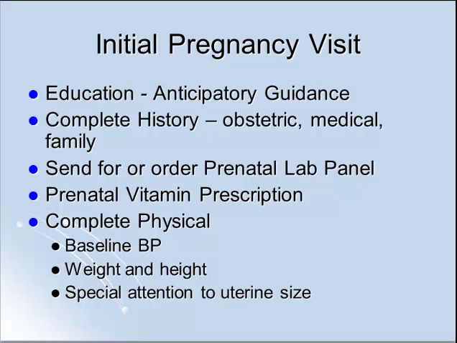We also want to do a complete history, like I had mentioned in the previous slide: obstetric history, medical history, family history, looking for any problems that might occur during the pregnancy, and to establish a risk category for the patient. We also want to make sure that prenatal lab has been ordered, or we can send for it if it's been ordered someplace else. And we'll talk about exactly what to order here in a few minutes.